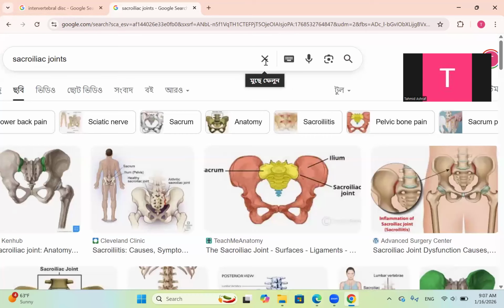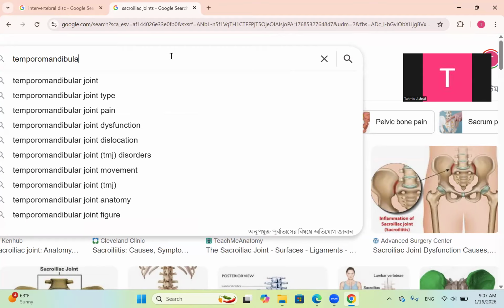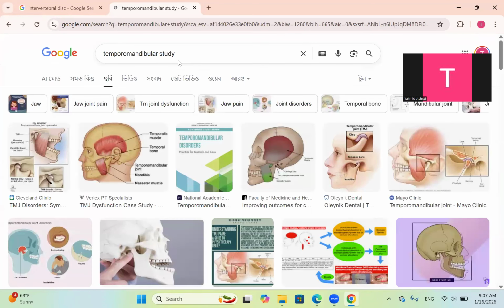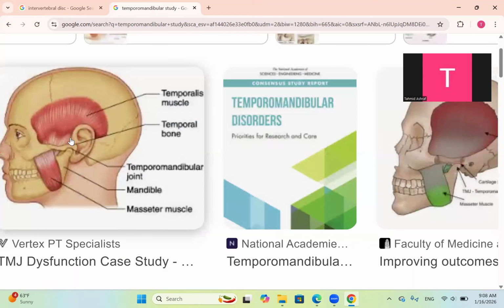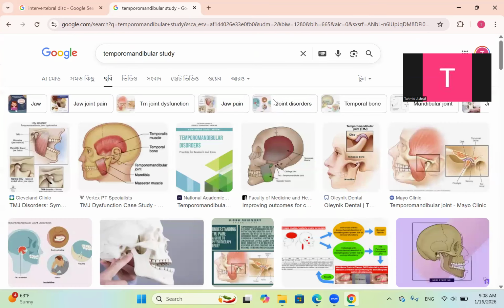Let me show that also. So whenever you study anything, don't just read it and try to memorize it, but try to understand it first and then go for memorizing. Okay. So the temporomandibular joint, this is the temporal bone and this is the mandible, the lower jaw. The joint between them is the temporomandibular joint. This is an example of synovial joint.